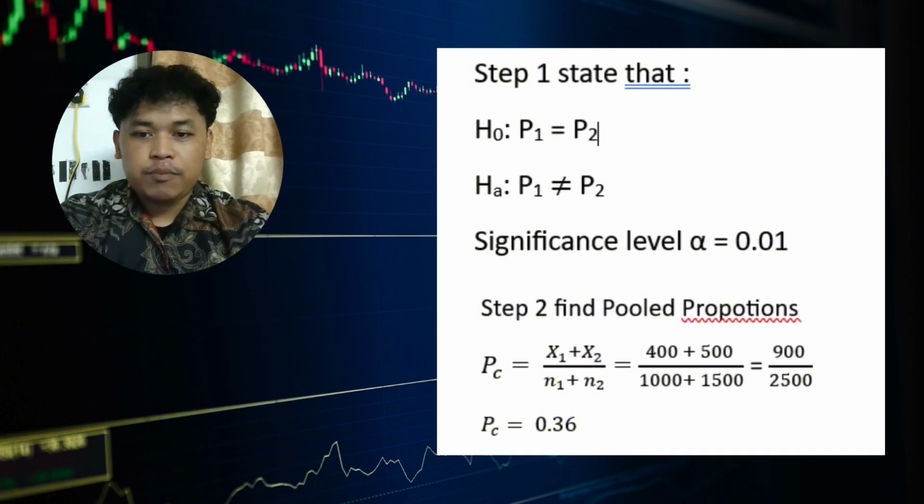Step 2, we find the pooled proportion, which is PC equals X1 plus X2 divided by N1 plus N2. We get 400 plus 500 divided by 1000 plus 1500, which is 900 divided by 2500. So our pooled proportion is 0.36. We get the same answer using the sample proportions from earlier, 0.4 plus 0.33 divided by 2. It's also the same answer.